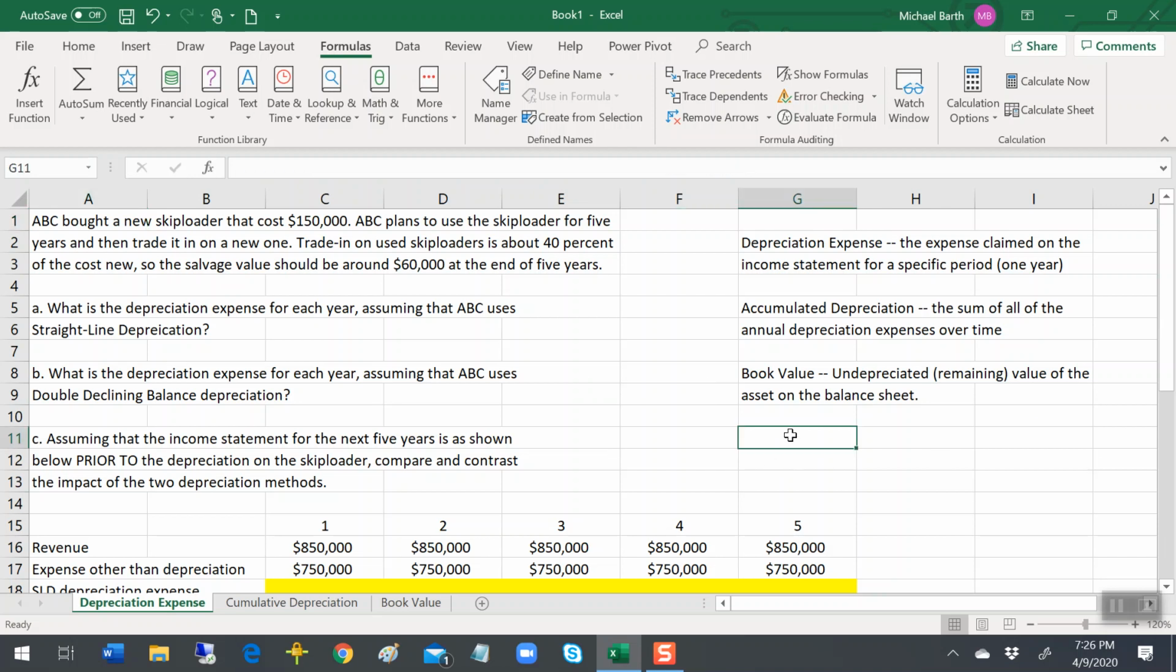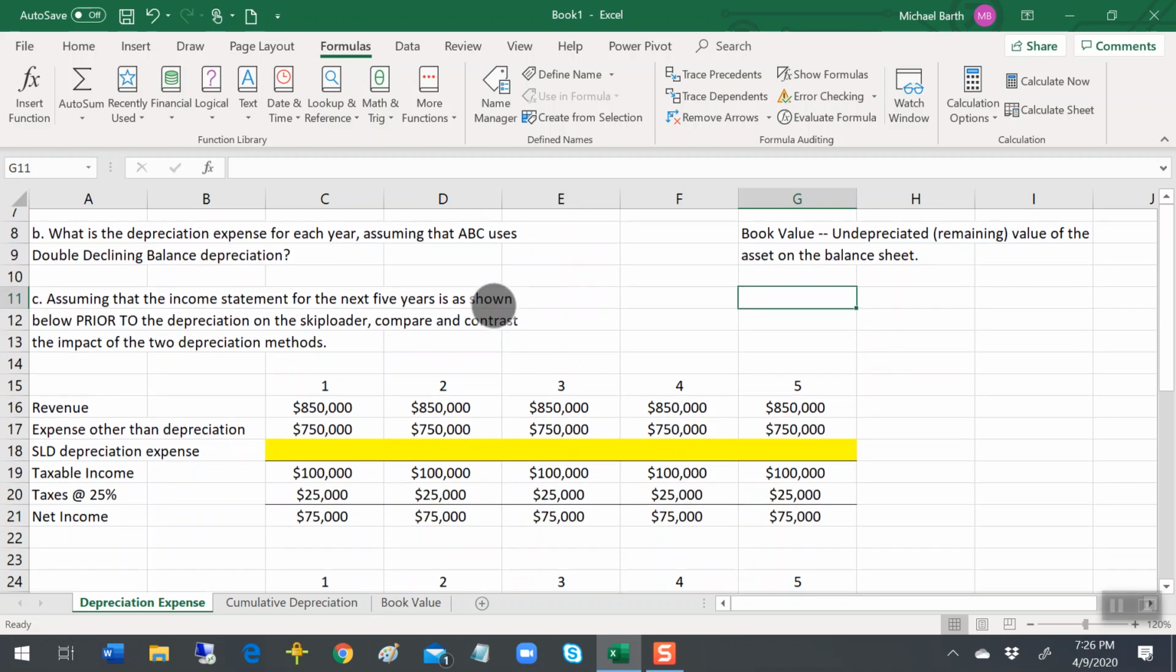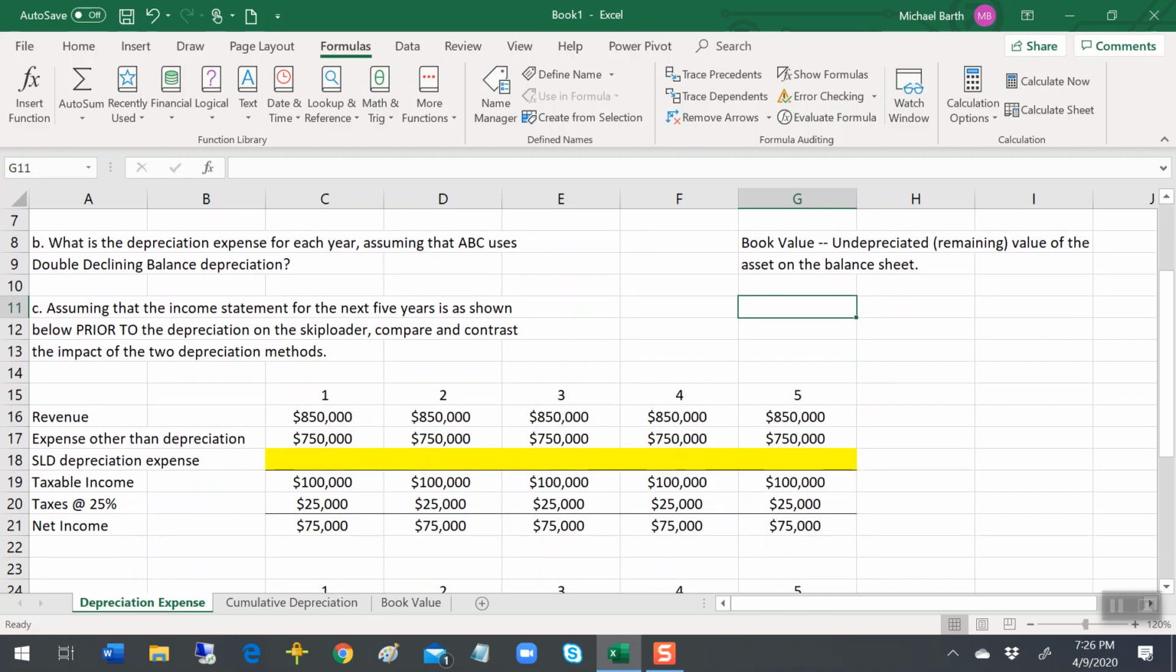All right, now we have multiple ways of doing depreciation. What I want to do is give you 2 examples here. Straight line depreciation takes the same expense each year. Here we have the company, they project their revenues in years 1 through 5 at $850,000. All their expenses other than depreciating this skip loader are $750,000. So they'd have taxable income of $100,000 a year. 850 minus 750 would give you $100,000. Assume their tax rate is 25%, so they owe income taxes of $25,000 on their taxable income.